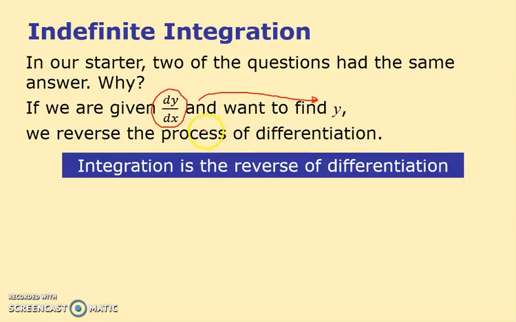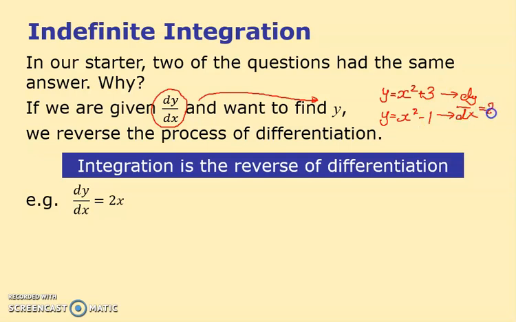So, we're going to think of this reverse process as integration, and integration is the reverse of differentiation, as it says there. So in this case, you see, I remember what they were. What was it? It was y equals x squared plus 3, I think it was. And interestingly, I had y equals x squared minus 1. Both of these gave me dy by dx equal to 2x. And so my question here is, if I've got dy by dx is 2x, what was y originally equal to?